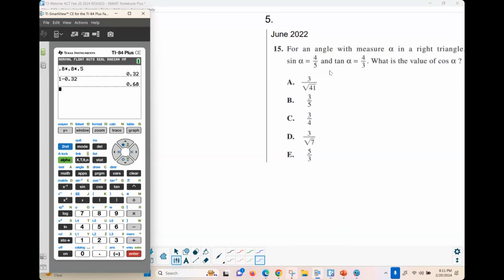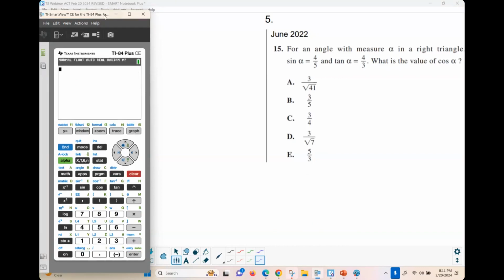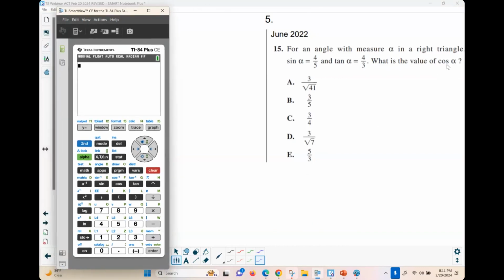So I have the calculator. It is in radian mode, okay? And so what I'm really trying to do is find the cosine when I know the sine or when I know the tangent. So I'm going to say I want to find the cosine when the inverse sine is 4/5.